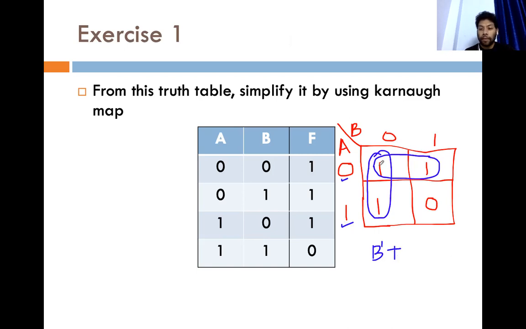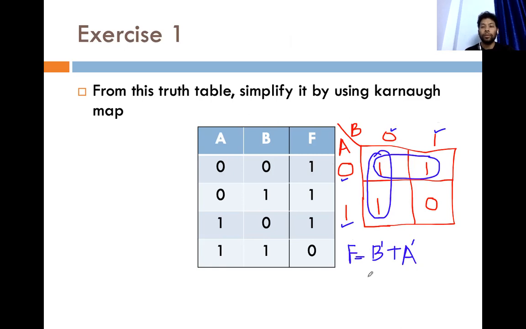Now let's have a look at this horizontal grouping that I did out here. The value of B out here is 0. The value of B out here is 1. But the value of A is 0, which is a constant in these two squares. So I will not write the values of B. I will write the values of A. So this becomes A dash. And that, ladies and gentlemen, is the answer to this problem. So F is equal to B dash plus A dash, or you can write A dash plus B dash.